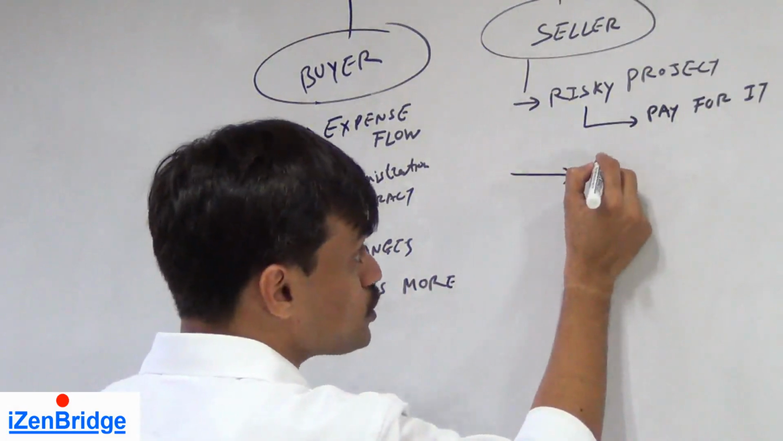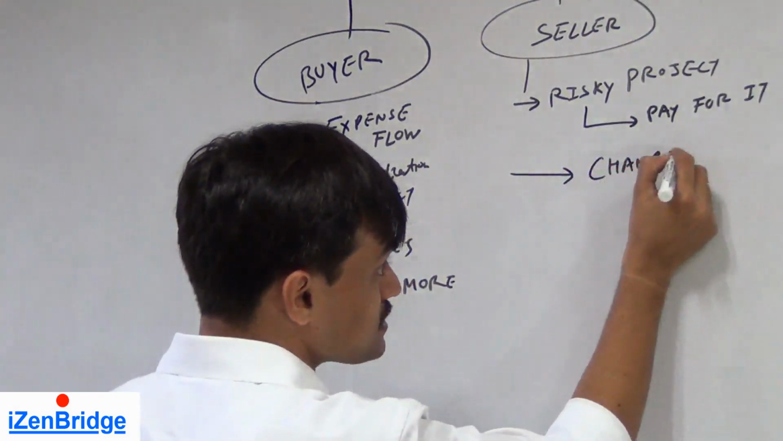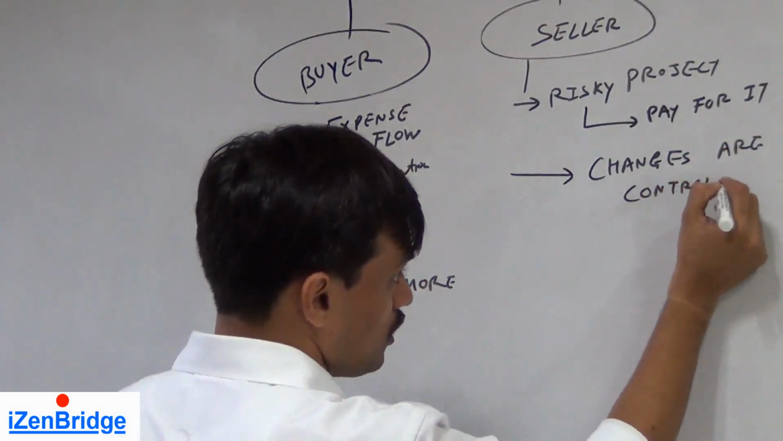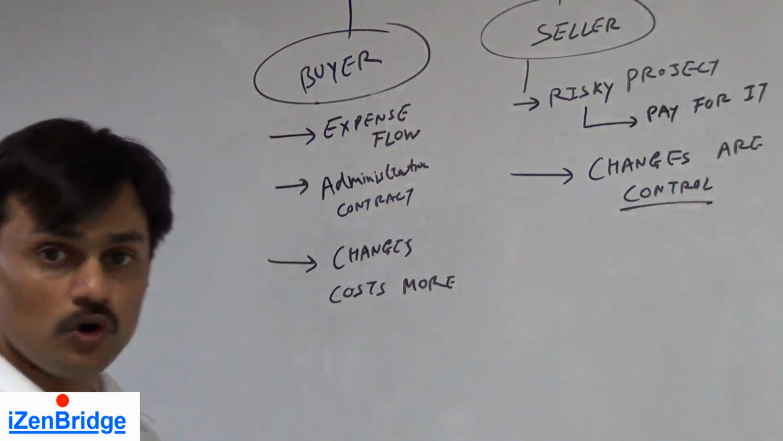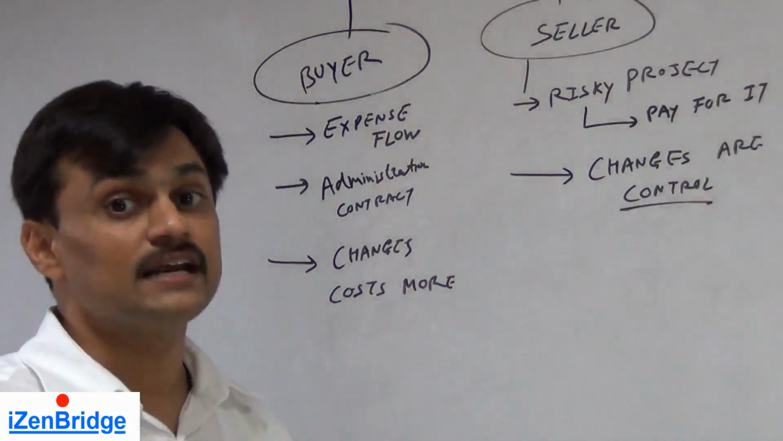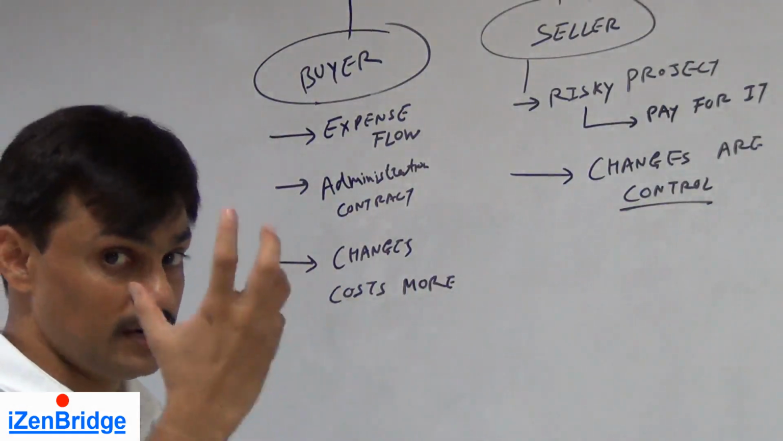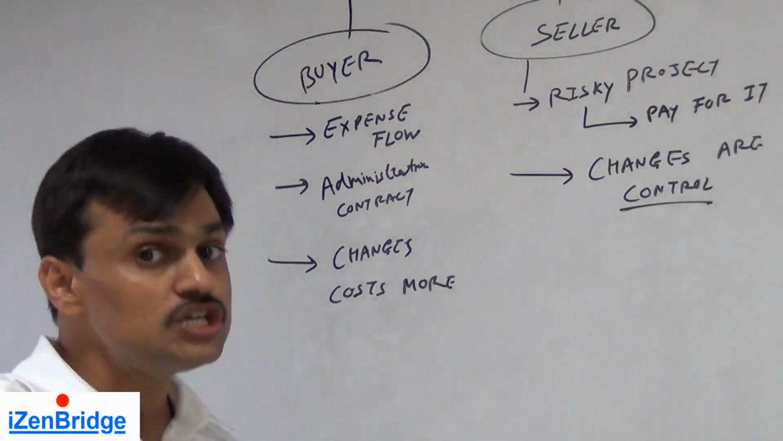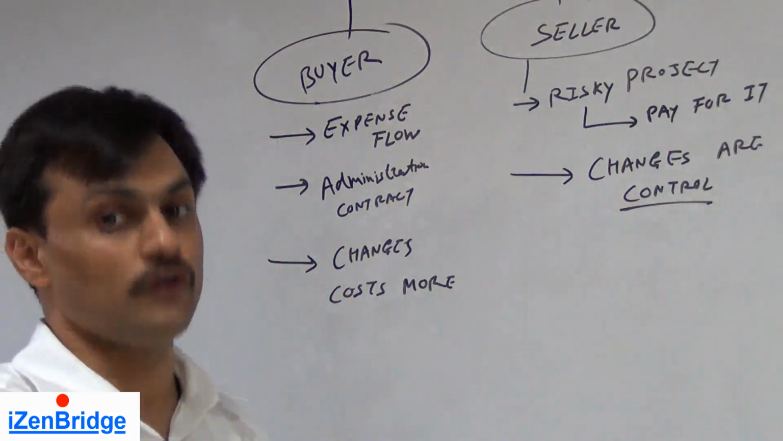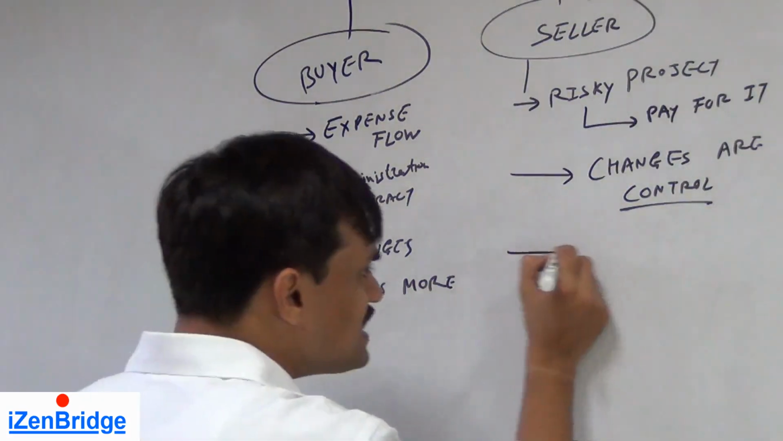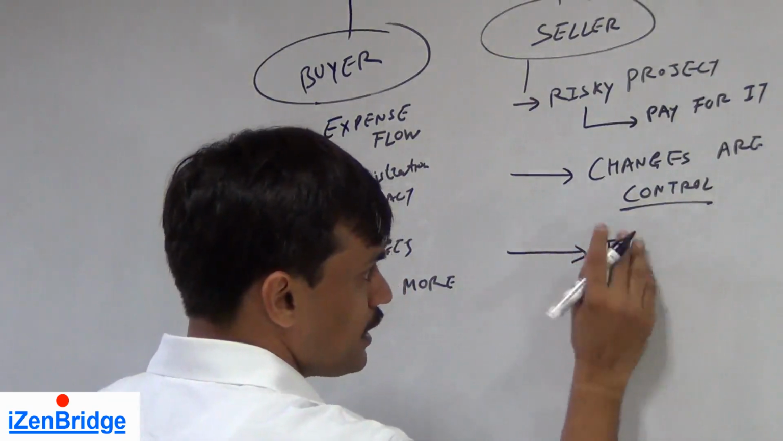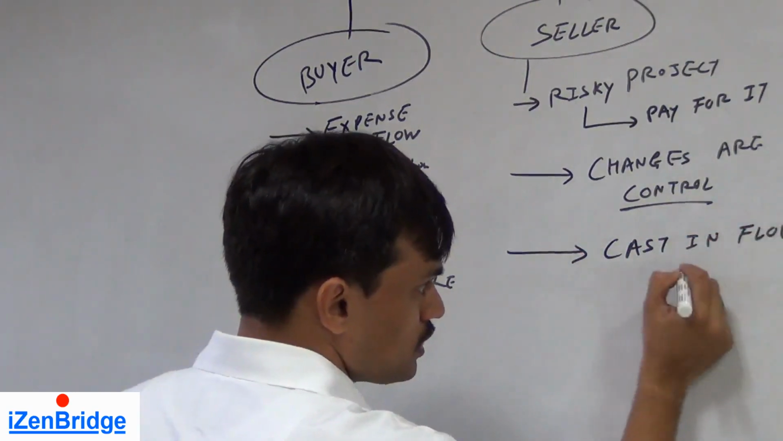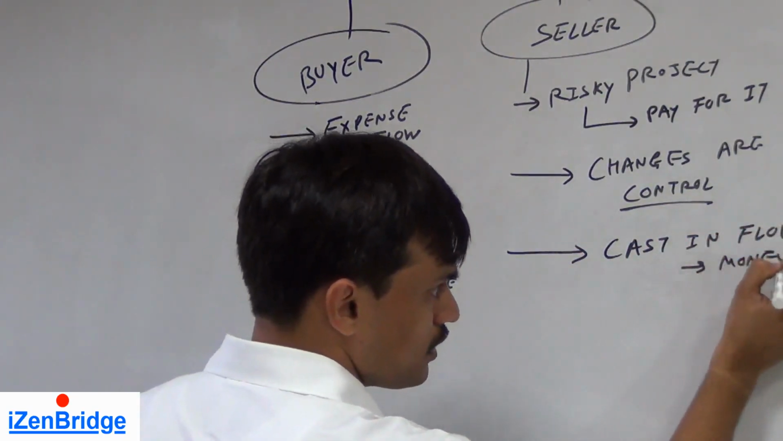But the seller also needs to ensure that changes are controlled. If the change is not controlled well, the seller is at risk because the buyer has only given X amount of money. In a different way, the seller will ensure that for each new change he gets paid. The seller can also project his cash inflow and outflow because the money is fixed and the terms are declared.